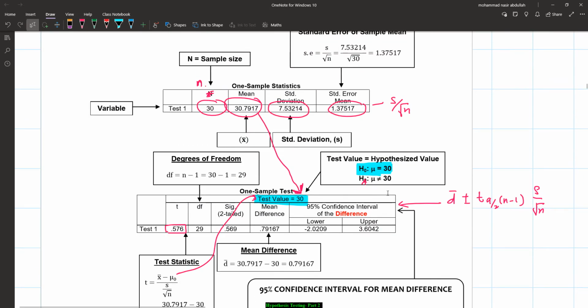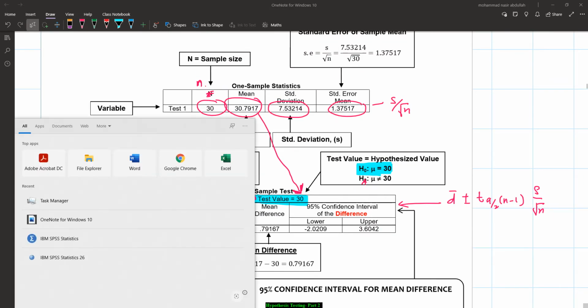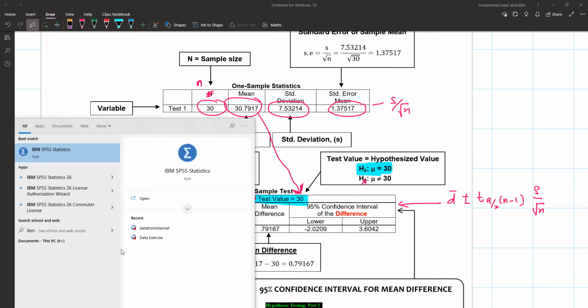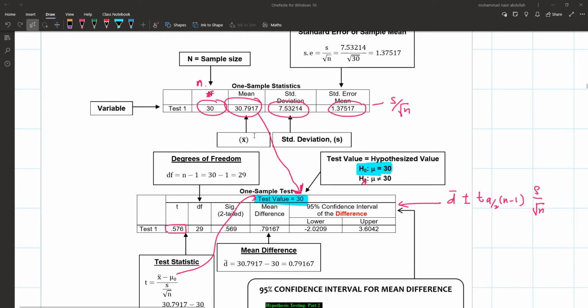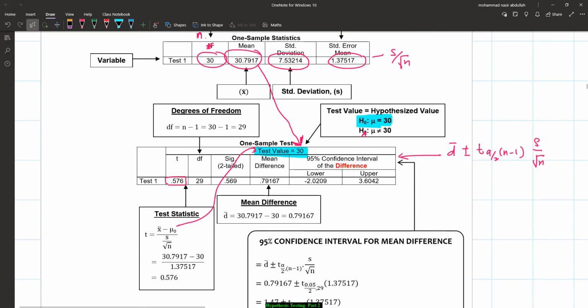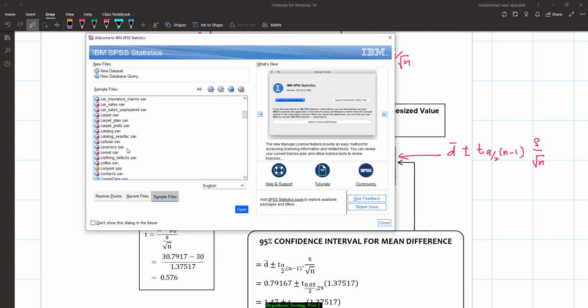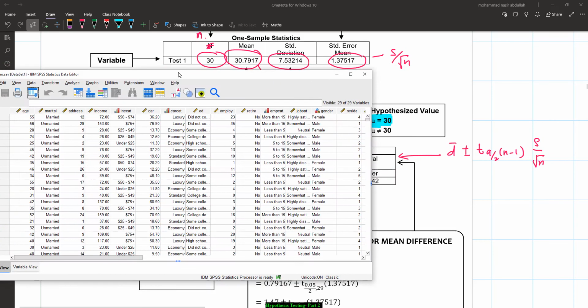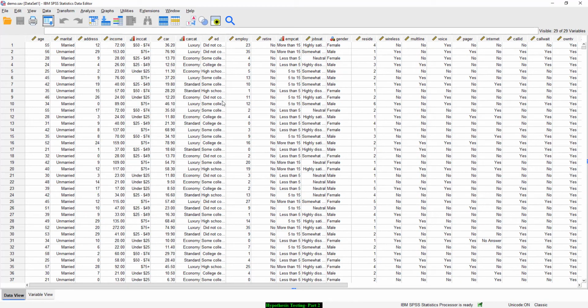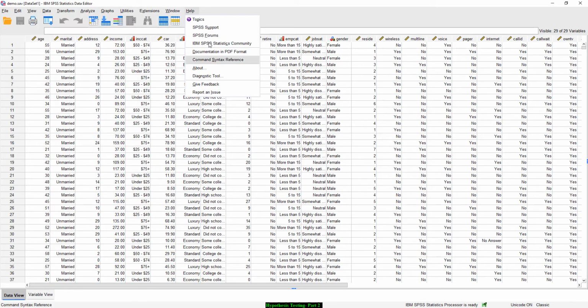So basically in SPSS, I think I already showed you, IBM SPSS. So let's say we open IBM SPSS. Let's say I use sample data, demo.sav, right? Open. So I have this kind of data. I can't enlarge it. Don't know how to make it bigger. Wait.